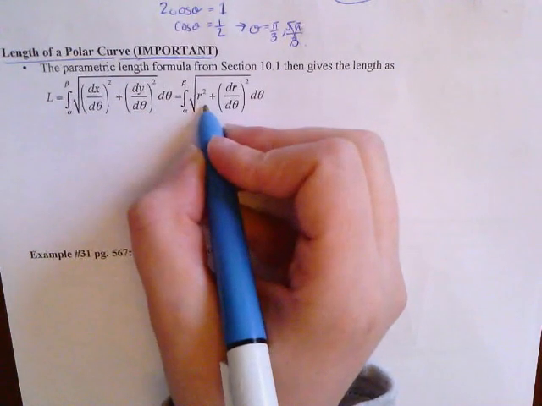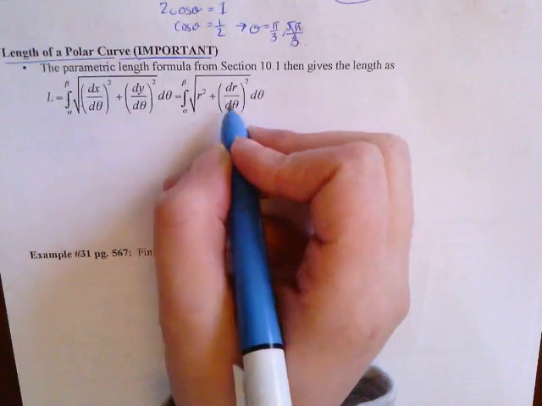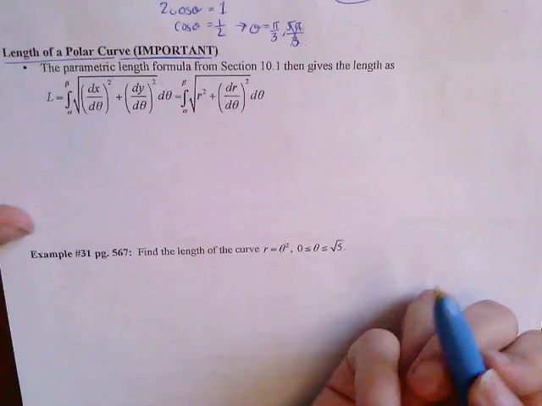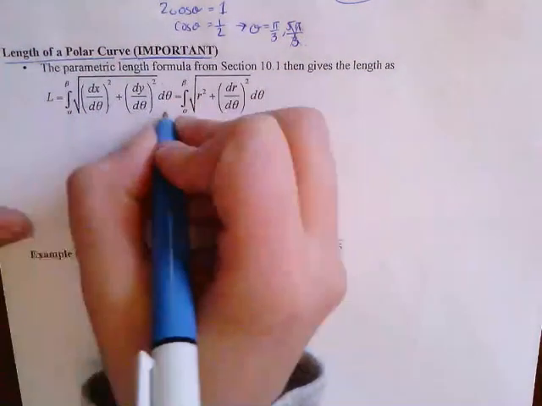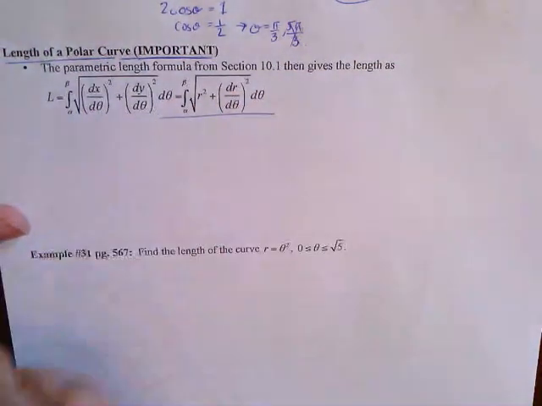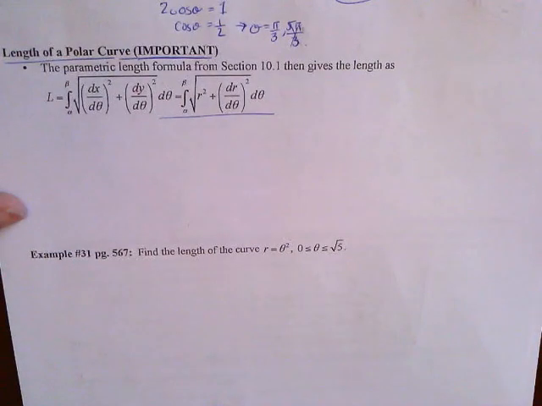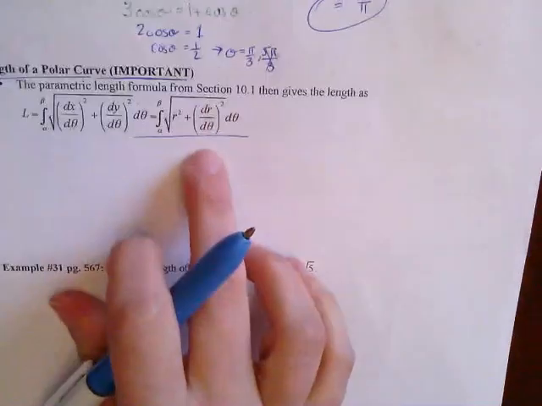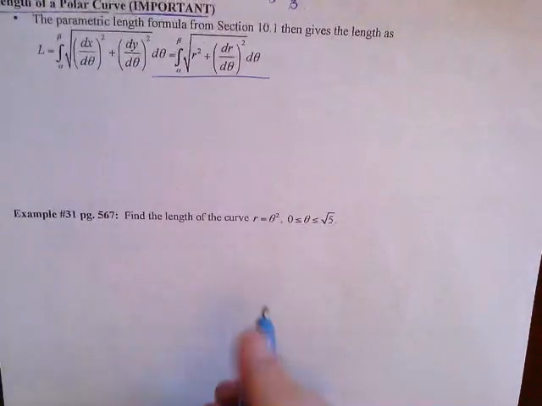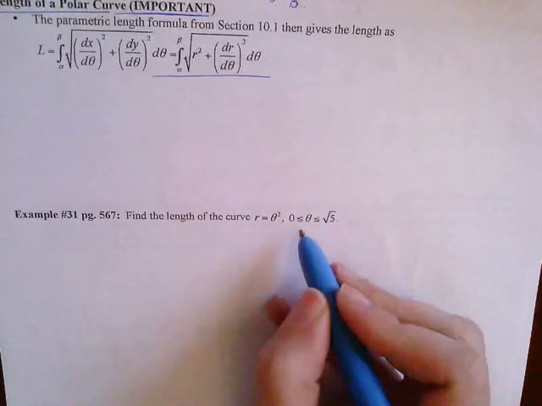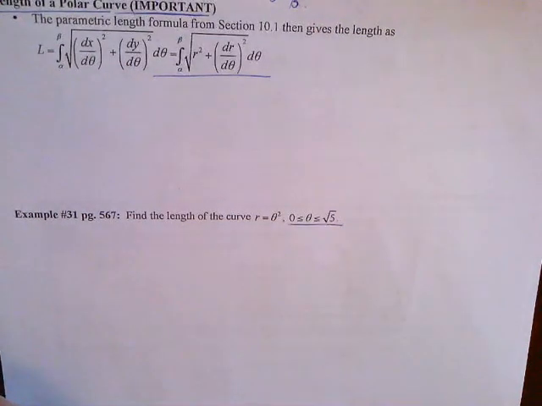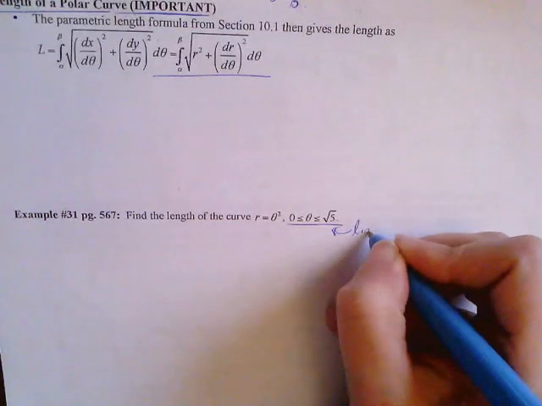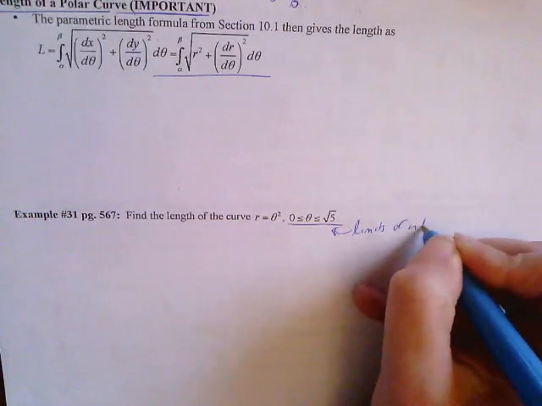The independent variable, the dependent variable and the derivative of the dependent variable, just like before. Okay? So this is our equation for polar curves. So keeping this equation in mind, find the length of the curve r equals theta squared from 0 to square root of 5. So this gives us the limits of the integral.